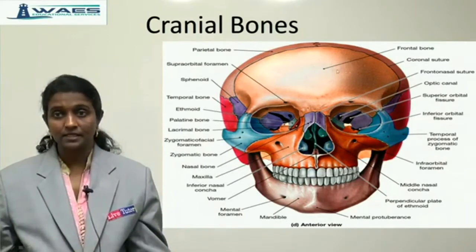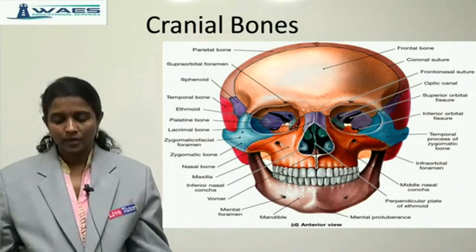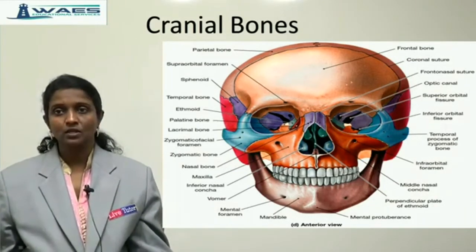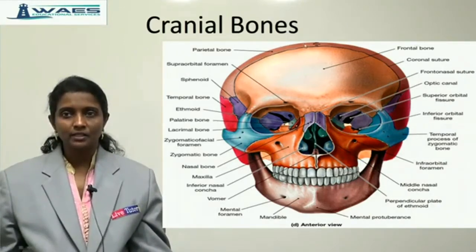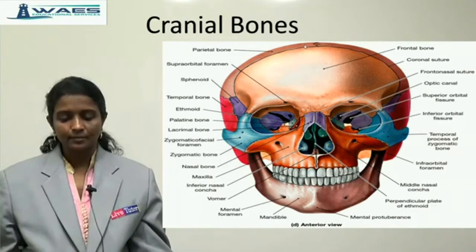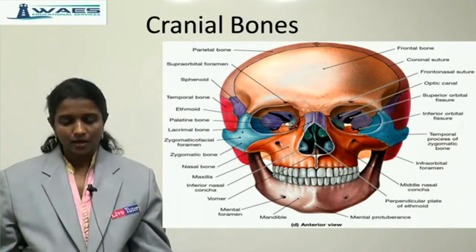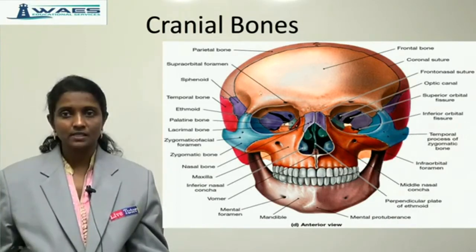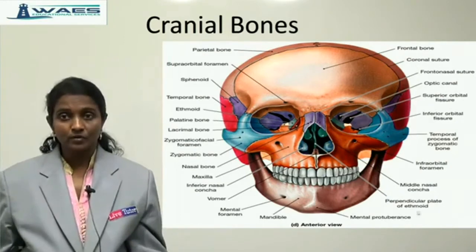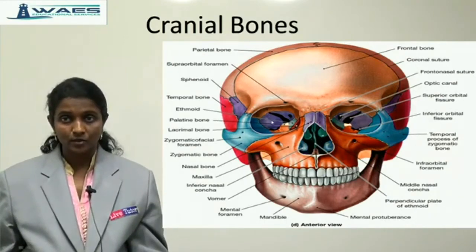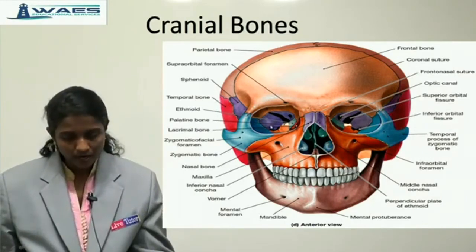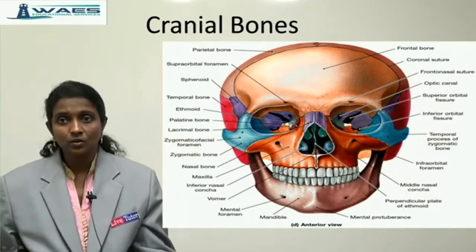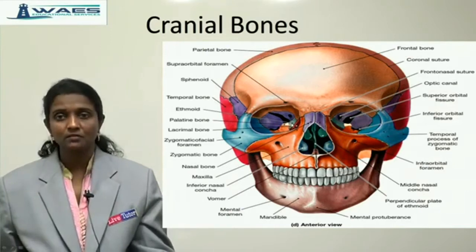You can see, as I said, it looks like a beggar's bowl. The yellowish, peach-colored one is the frontal bone, and behind that will be the parietal bone. The sphenoid and ethmoid, as I said, you cannot view very well from outside. The purple one is the sphenoid bone, and the ethmoid bone is the green-colored one, which cannot be seen from outside.